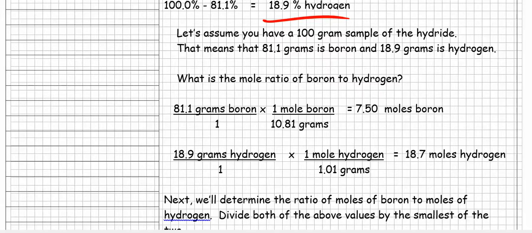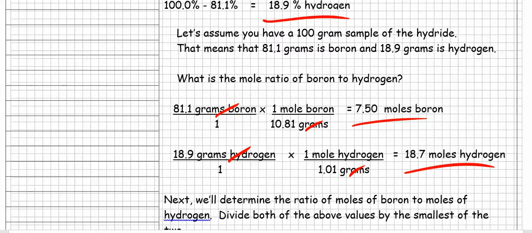So what's the mole ratio of boron to hydrogen? Well, let's convert those grams to moles by the exact same technique, the dimensional analysis that we looked at before. Remember that grams and grams are going to go away. I got that right off the periodic table, 10.81 grams per mole. And again, for hydrogen, that's going to come off the periodic table. And here's what I get: 7.50 and 18.57. That's moles of boron and moles of hydrogen respectively.